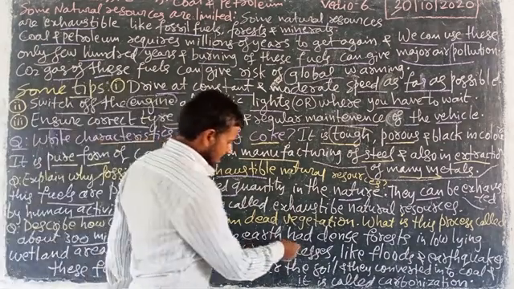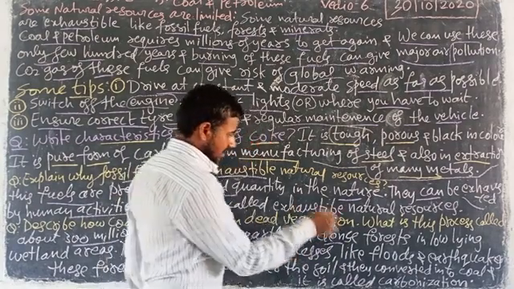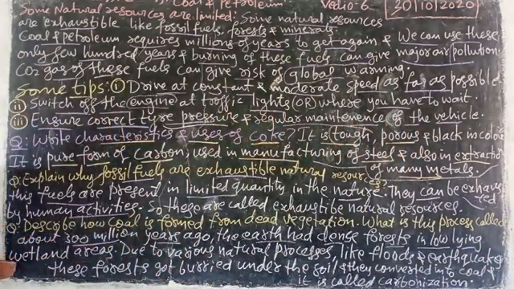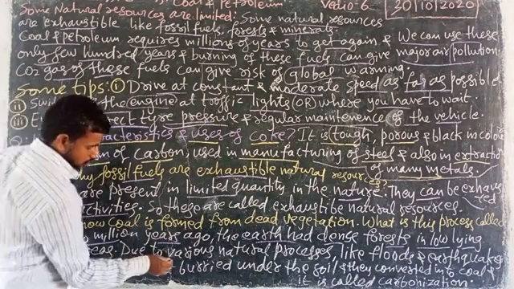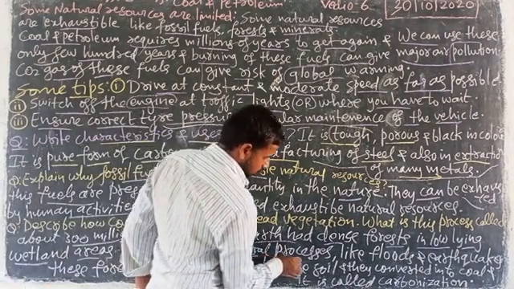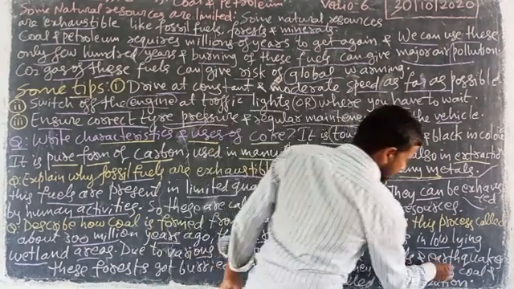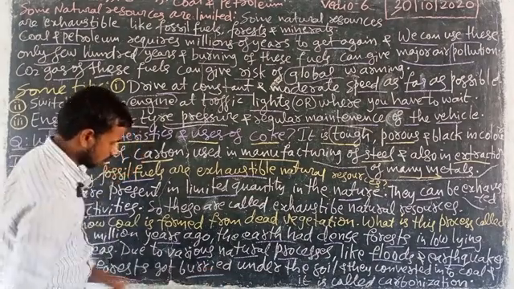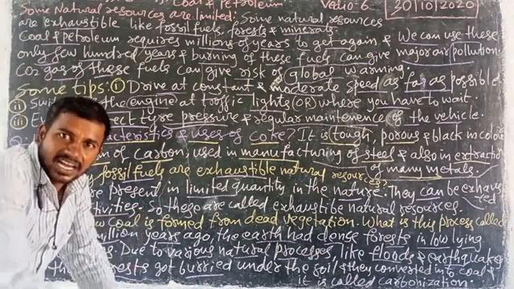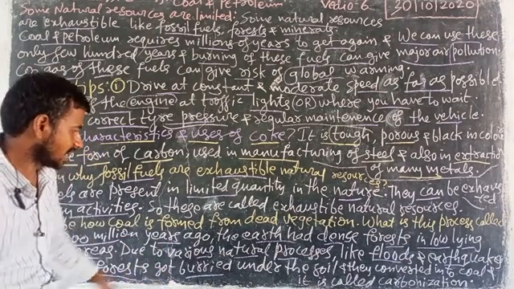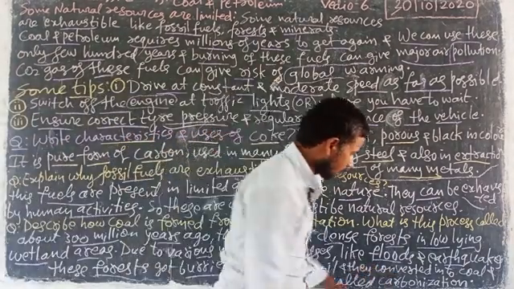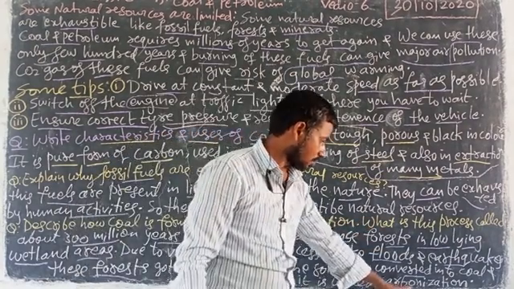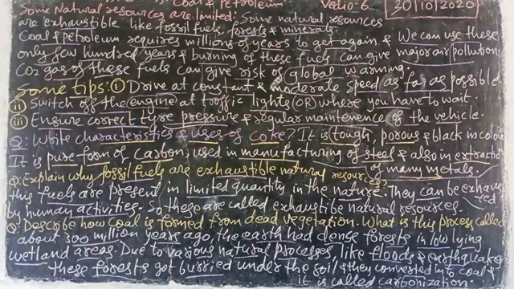About 300 million years ago, the earth had dense forests in low-lying wetland areas. Due to various natural processes like floods and earthquakes, that is important, these forests got buried, gone under the earth, under the soil. These dead plants were converted into coal, and that process is called the carbonization process. Thank you.